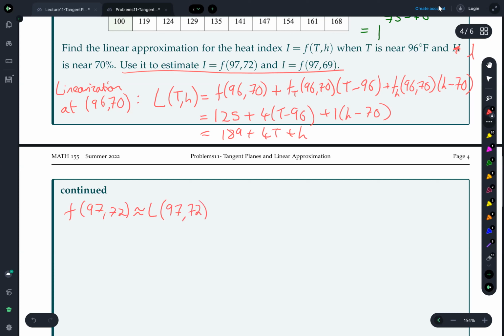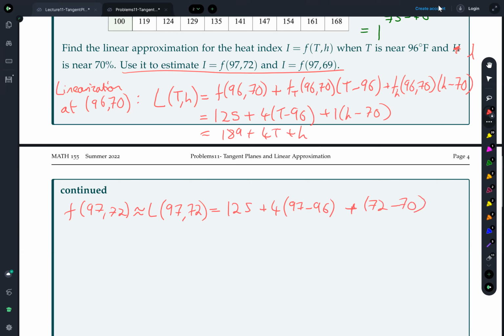Okay. So what's that equal to? Okay, well, we have our 125 plus 4 times by t values. So we're going to have 97 minus 96 plus 1 times by our h value, which is 72 minus 70. 125 plus 4 times by 1 plus 2. So we end up with just 131.